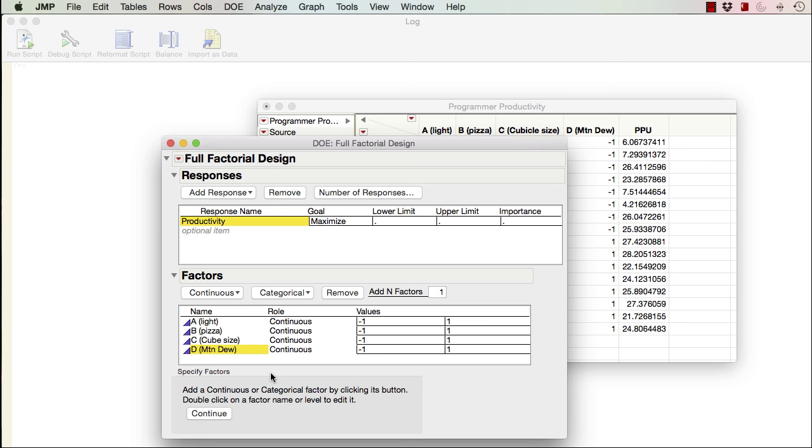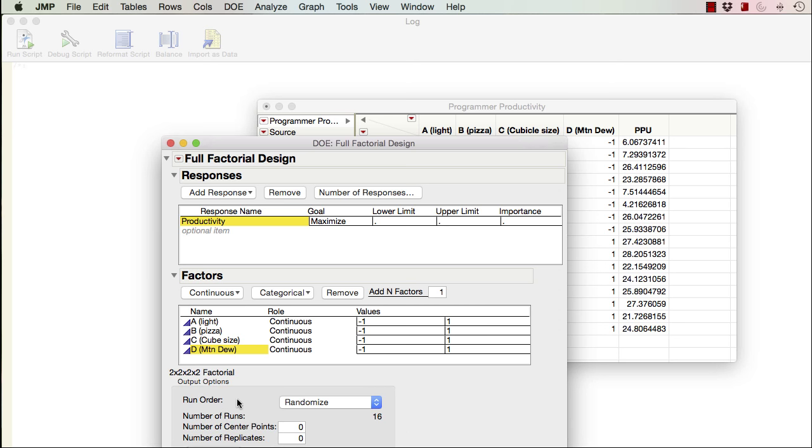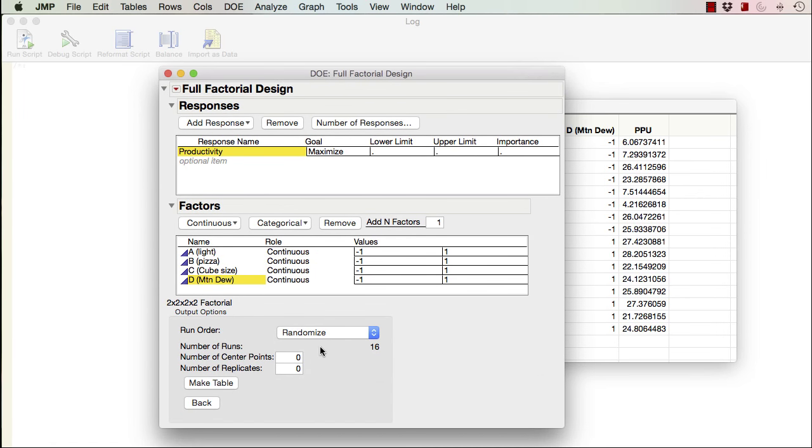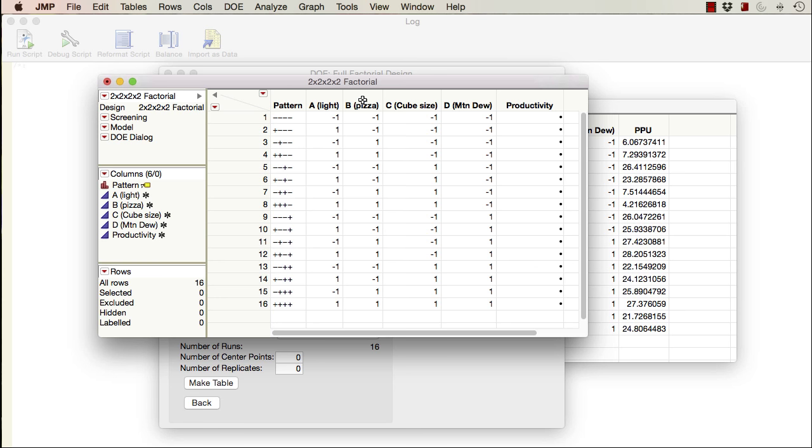Okay, so having set up our factors, we hit continue. And now we need to choose the run order. Let's move this up a bit. JMP is actually set up to help us run the experiment, and so its default is to randomize the order. We don't want to do that because, having run the experiment, we want to just do the analysis. And so we need to choose either sort left to right or sort right to left. I believe for the way our data is set up in this experiment, we want to do sort right to left. And so we hit make table. And that, I think, is correct.